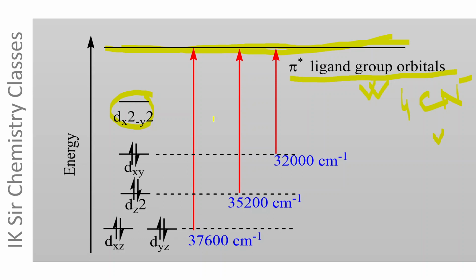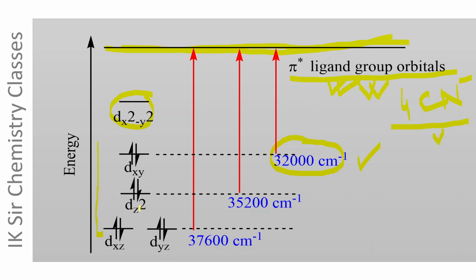Now, three types of transitions are possible from filled d atomic orbitals of Ni2+ ion to vacant pi star ligand group orbitals of 4 CN- ions, and these are represented here. The dxy to pi star ligand group orbitals transition requires minimum amount of energy, and hence its wave number is lowest, 32,000 centimeter inverse.